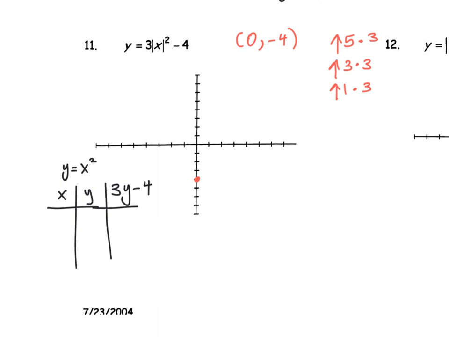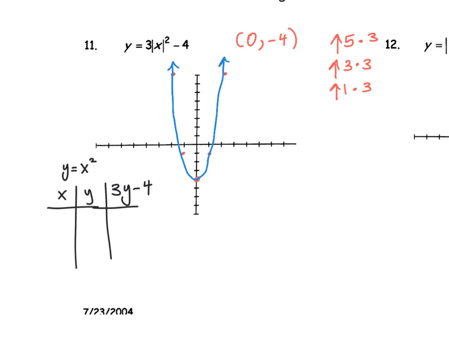So I'm going to fit as much as I can into this graph. I'm going to go up 3 and then over 1. And then from those points, I'm going to go up 9 and over 1. So that would be my parabola. So you can use the pattern or the table, whatever works for you.